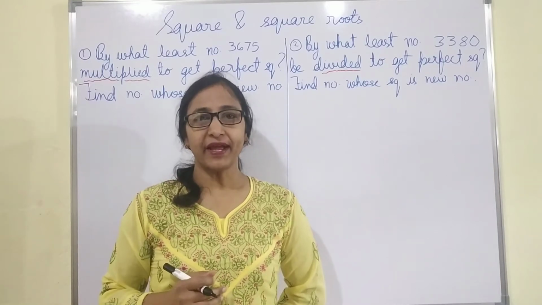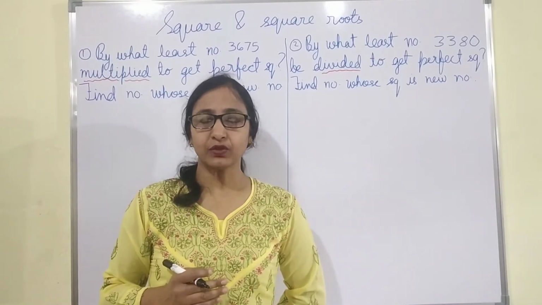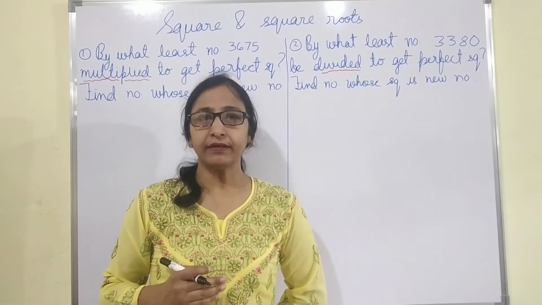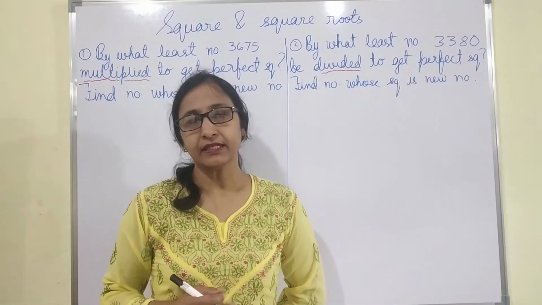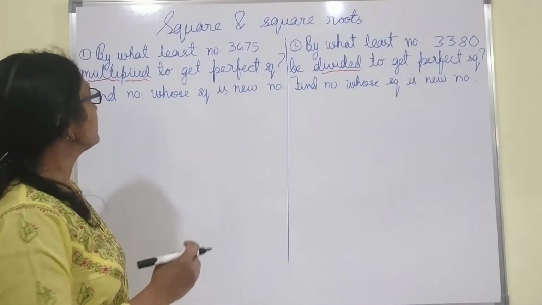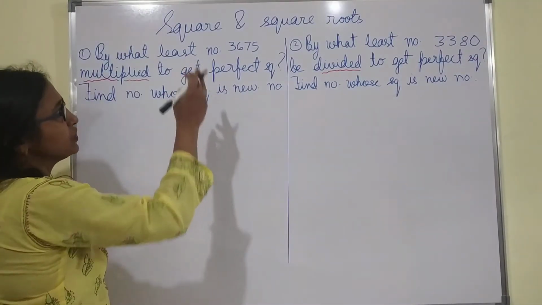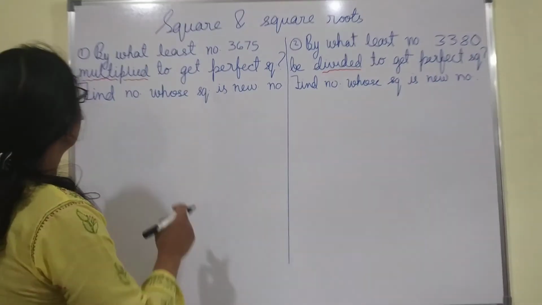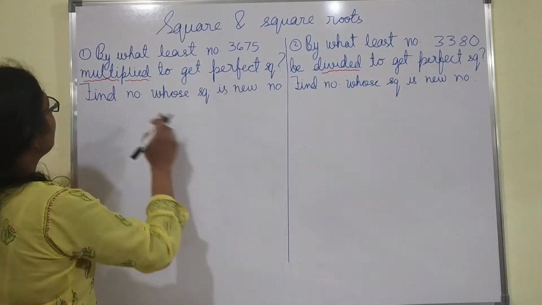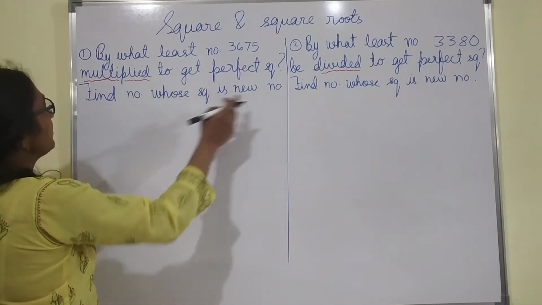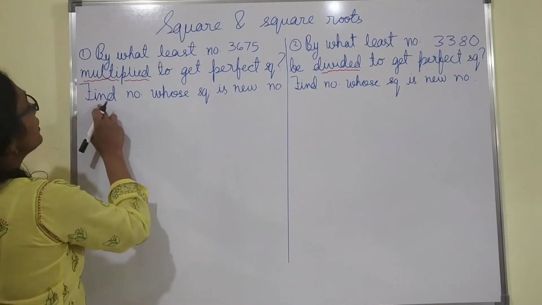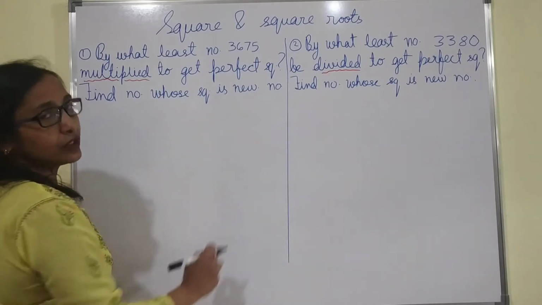In the previous video, I explained how to find the square of any number and how to find whether the given number is a square or not a square. Now I am solving certain questions which are based on squares and square roots. The first question is: by what least number should 3675 be multiplied to get a perfect square? And another: find the number whose square is the new number.